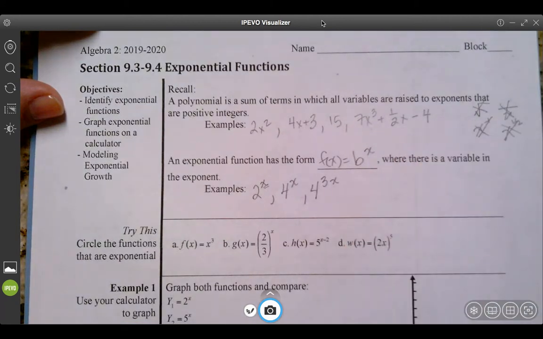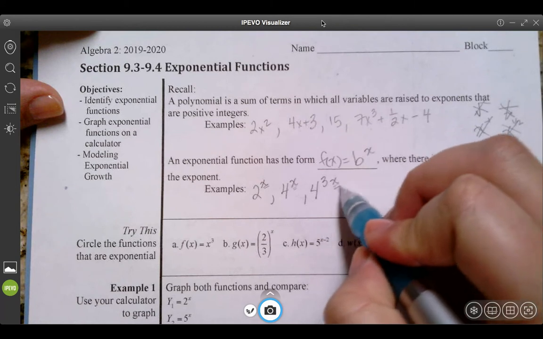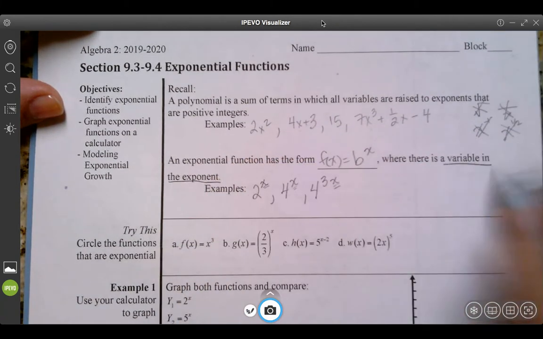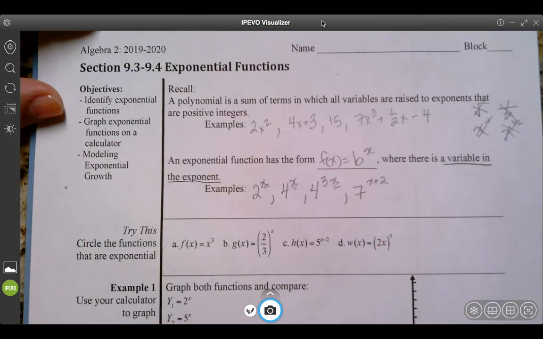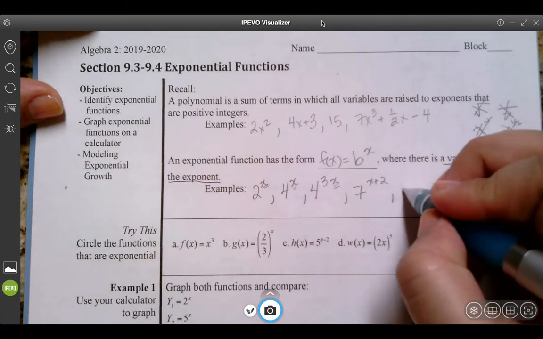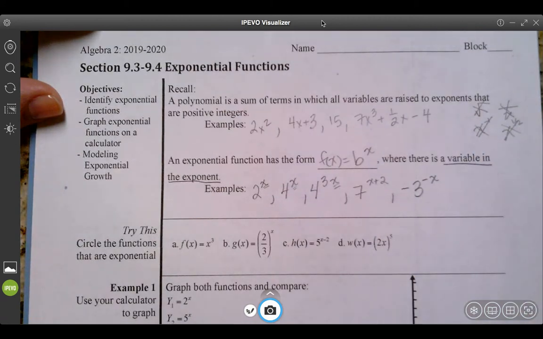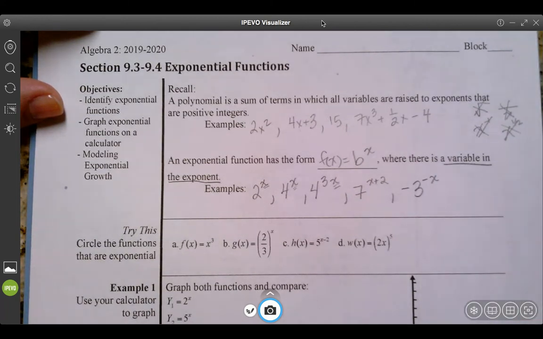So what is it that makes a function exponential? It has a variable in the exponent. Variable in the exponent. Okay? More examples. We could have something like 7 to the x plus 2. We could have negative 3 to the negative x. Okay? So this time we can have negatives in our exponent because we still have a variable in our exponent.